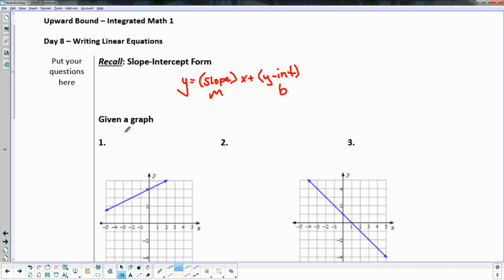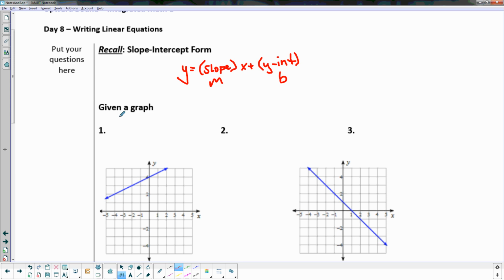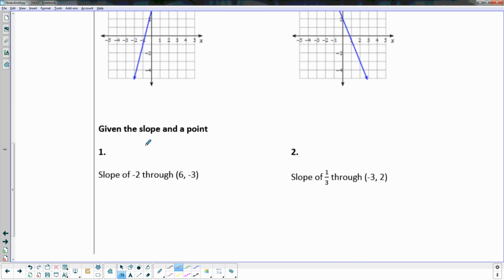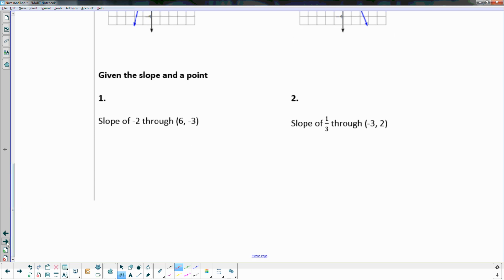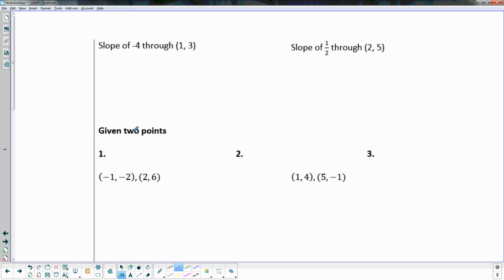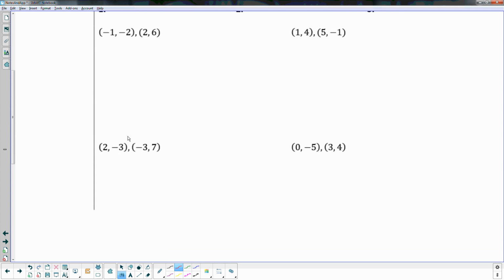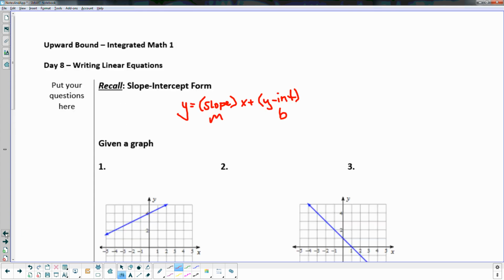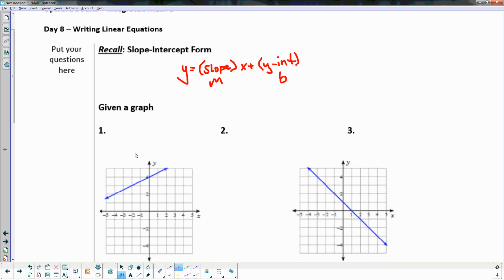Now, to write the equations, we're going to go over several different methods. For the first one, we're given a graph. For the second one, we're given the slope and a point. And the last one is when we're given 2 points. So some of them are easy, some of them are a little bit harder. Let's go ahead and take a look at these.